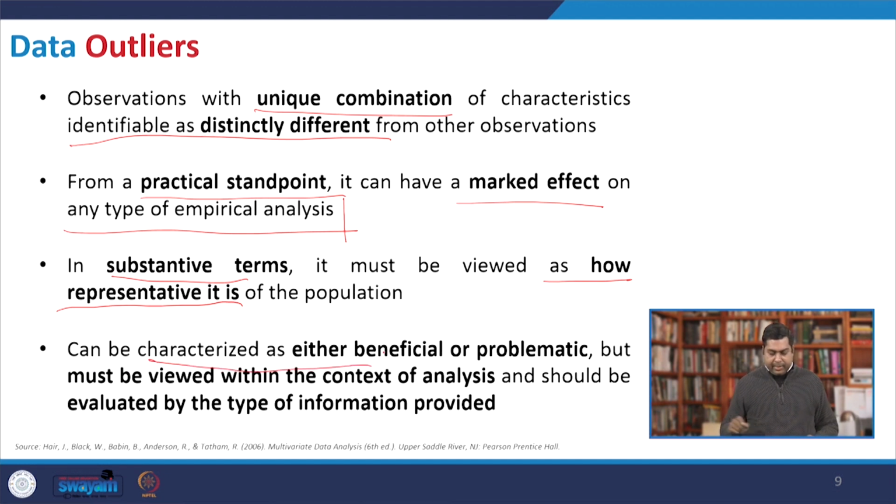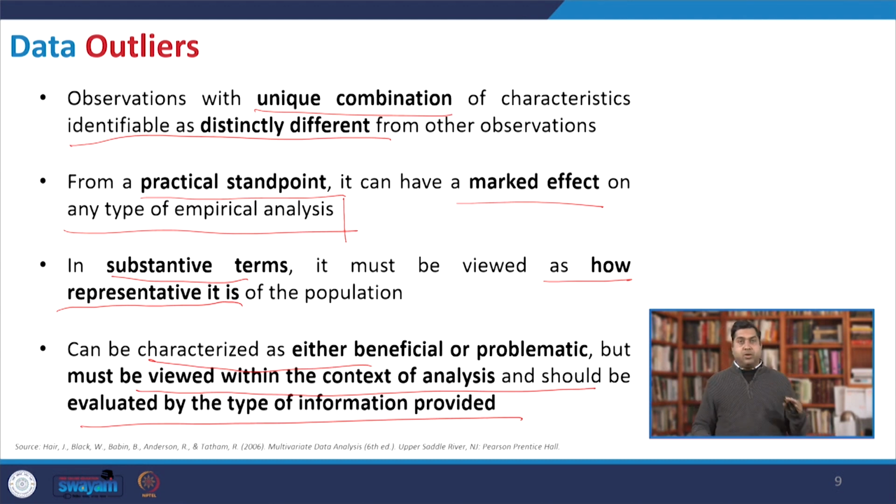It can be characterized as either beneficial or problematic, but must be viewed within the context of analysis and should be evaluated by the type of information provided. It is not simply that any high value is a wrong value or a mistake. Many times you can have certain viewpoints, especially for qualitative data. If you are taking quantitative information, the tolerance of error or margin of error is not that big. If you measure temperature, for example, it will be much more accurate for a given object.